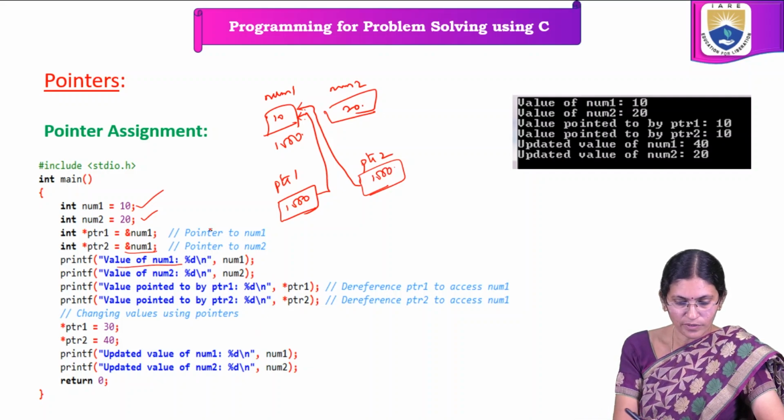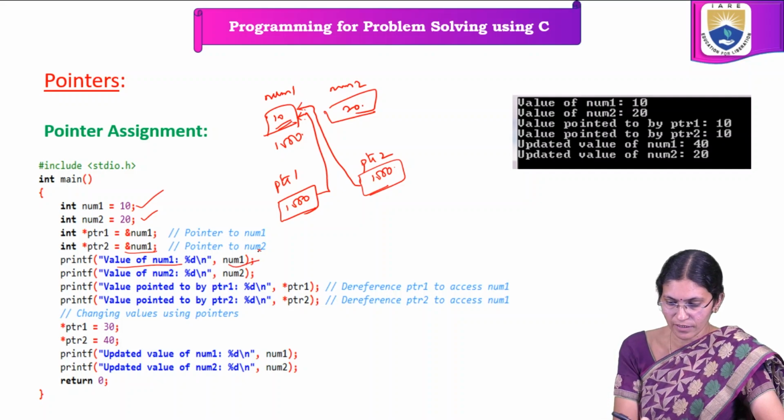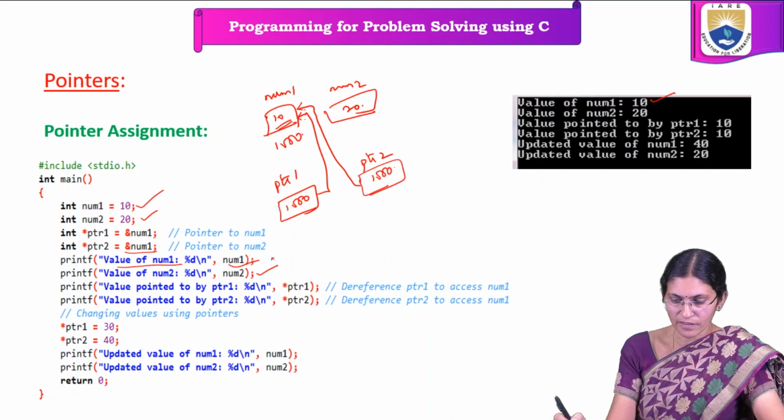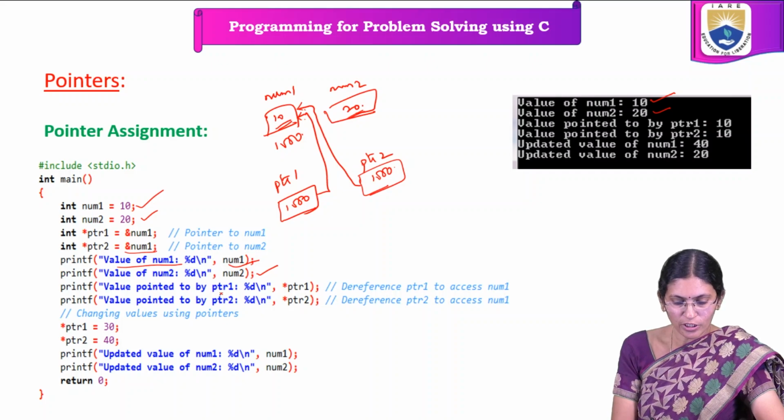Now the value of num1 can be accessed. If you try to print num1, you will get 10 here. So the output of this is 10. The output of this printf statement is num2 is equal to 20, because that is the value here. Now the value pointed to by ptr1, star ptr1. What value do you have in star ptr1? You have the value 10. So the value 10 will be printed. Value pointed to by ptr2. So ptr2 is pointing now to an integer value, that is 10. So it will also print 10 only.